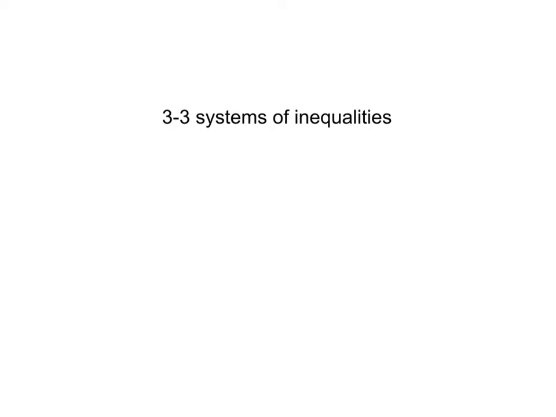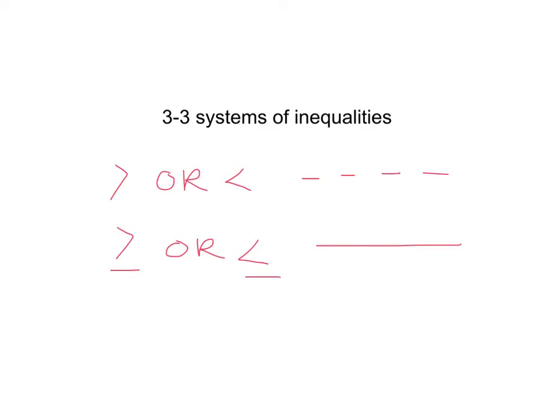Section 3.3, Systems of Inequalities. So the difference from 3.3 and 3.2 is now that they are inequalities instead of equations. So I just want to remind you of a couple of things. Remember, if it's greater than or if it's less than, you are going to use dashed lines. If it's greater than or equal to or less than or equal to, you're going to use solid lines.